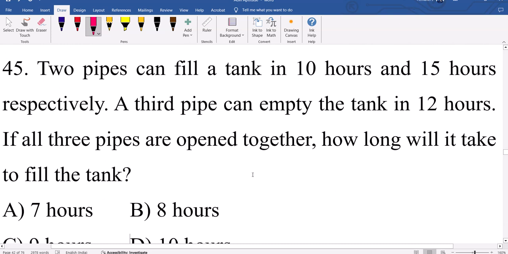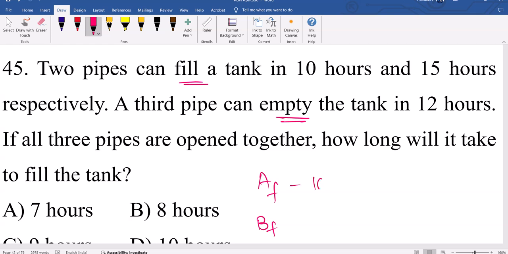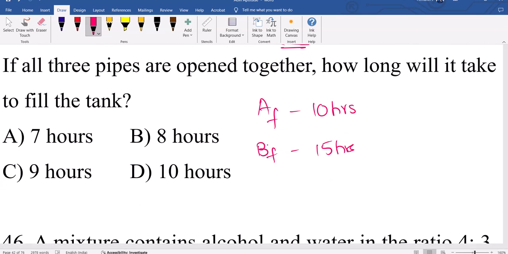Here two pipes can fill a tank in 10 hours and 15 hours. The third pipe is emptying the tank. These are filling, one is emptying. What is the time taken when all three pipes are open to fill the tank? Pipe A is filling, pipe B is filling. Pipe A fills in 10 hours, pipe B in 15 hours, and pipe C can empty it in 12 hours.